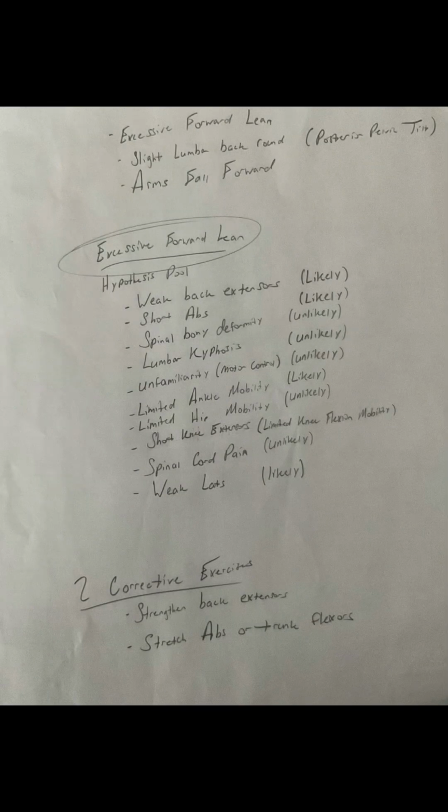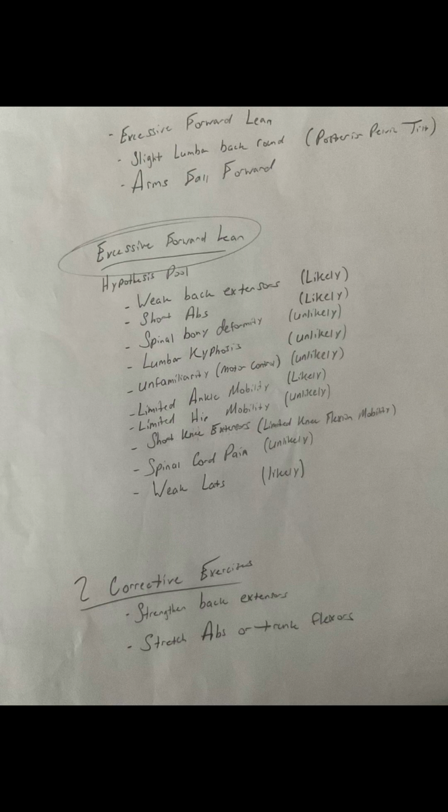So now looking at what I analyzed here, the main 3 faults I analyzed were the excessive forward lean, a slight lumbar rounding, which is directly correlated to a posterior pelvic tilt, and the arms fall forward. So when it comes to my 10 hypotheses, the one I chose to be the most major fault here was the excessive forward lean. So the 10 hypotheses I came up with for this is a possible weakness in the back extensors. This is likely here.